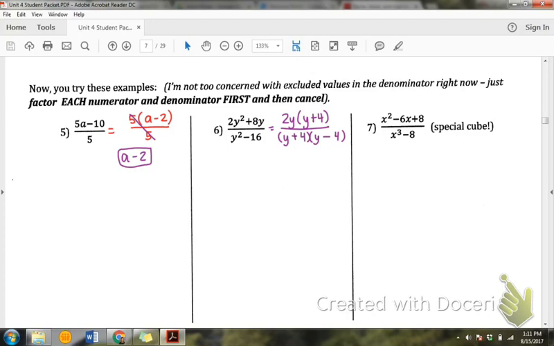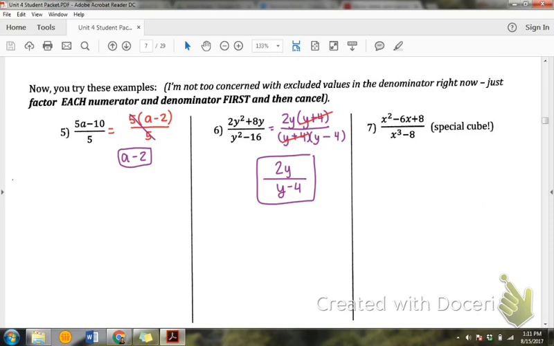Okay? All right, Crystal, what are you going to cancel? The y plus 4. All right, y plus 4 is gone, y plus 4 is gone. Ryan, what are we left with? 2y is the numerator and y minus 4 for the denominator. Perfect. Raise your hand if this is what you have on your paper. Excellent. Any questions about number 6? We're moving right along. All right, number 7.